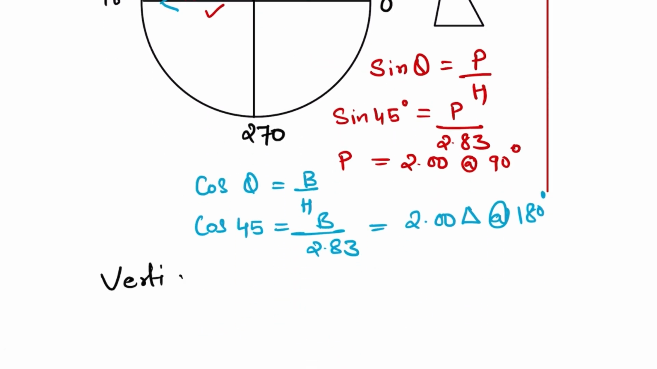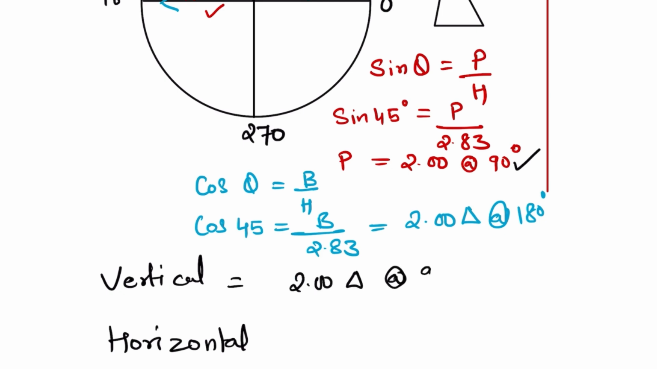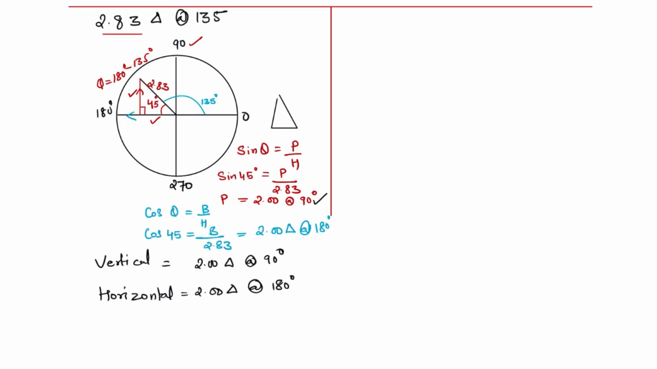Next here we'll write vertical and then horizontal. So vertical will be 90 degree. So we're gonna write it 2 prism diopter towards 90 degree, and horizontal will be 2 prism diopter towards 180 degree. This one we have solved, and we have resolved the obliquely placed prism into its components.